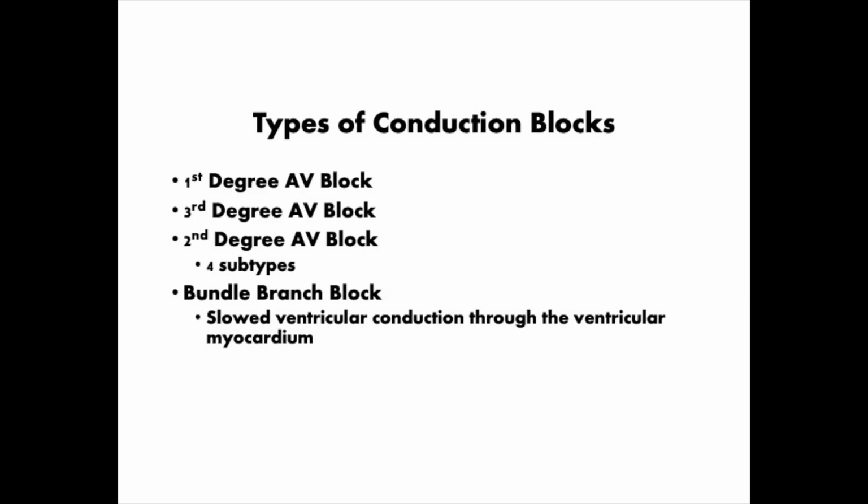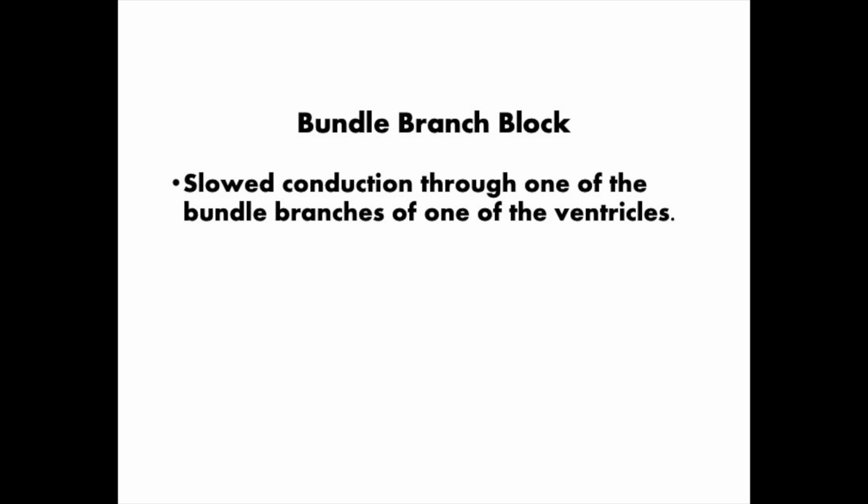There are 3 categories of AV blocks. There's a first-degree AV block, a second-degree AV block, which in and of itself is divided into 4 subtypes, and then a third-degree AV block. Finally, there is a bundle branch block, which, as the name implies, is a problem with the right or left bundle branches. This bundle branch block essentially represents slowed conduction through one of the ventricles and is often a result of some kind of myocardial insult, such as a myocardial infarction in that particular ventricle.